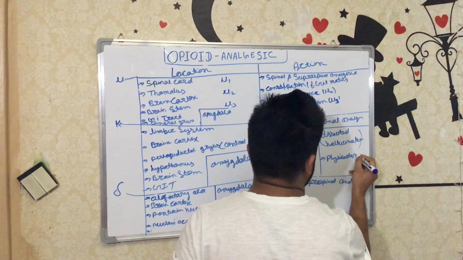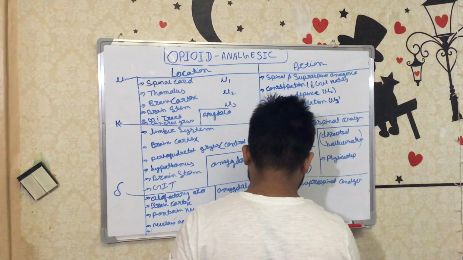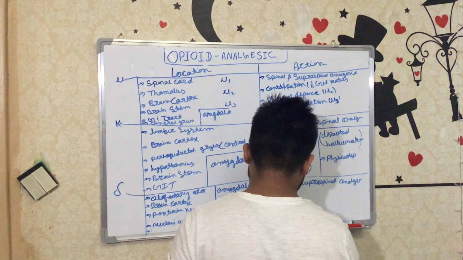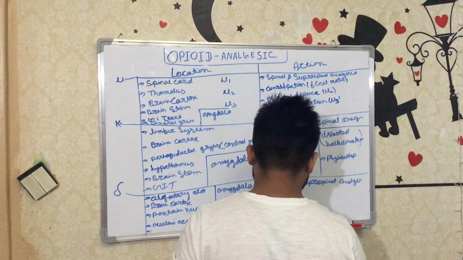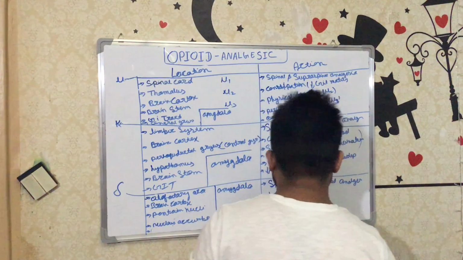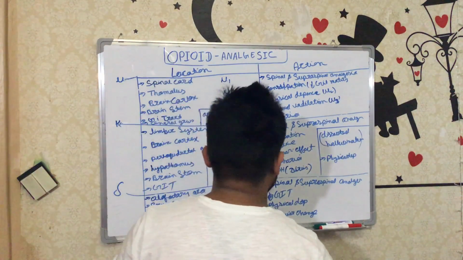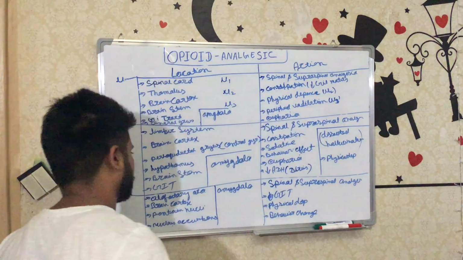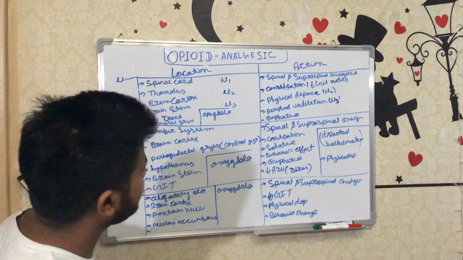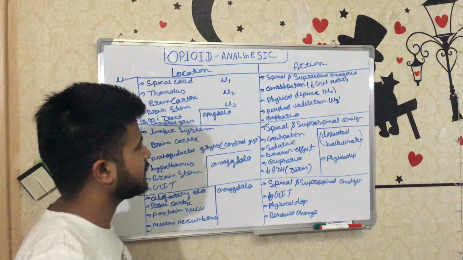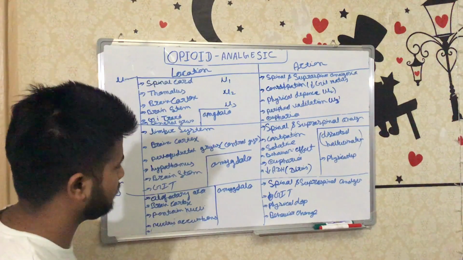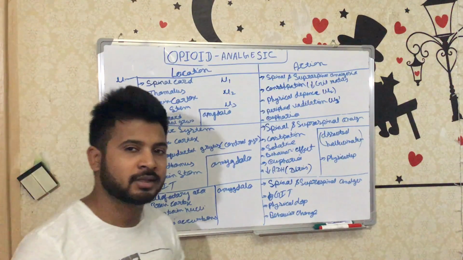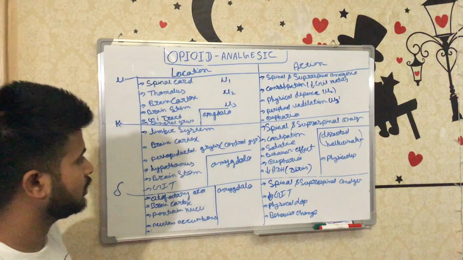Physical dependence and behavior change, and I think there is not much action, but these are the actions. So you can see that spinal and supraspinal analgesia are common in the 3 receptors. Then physical dependence is also common in the 3 receptors. Constipation is also common in the 3 receptors.